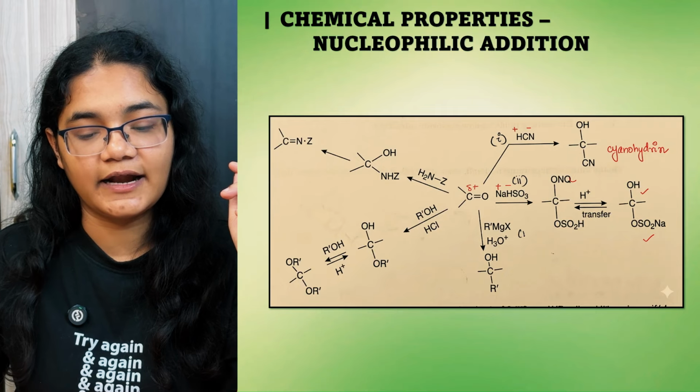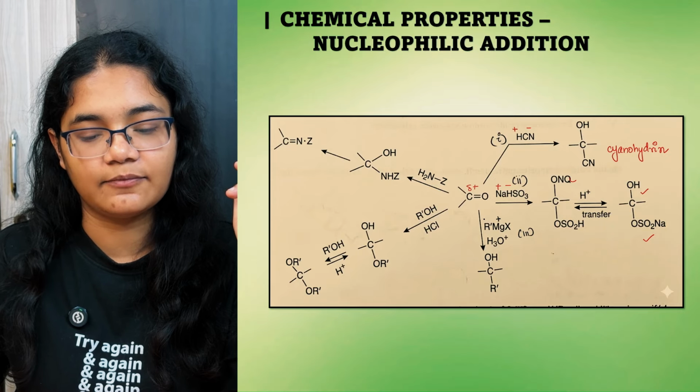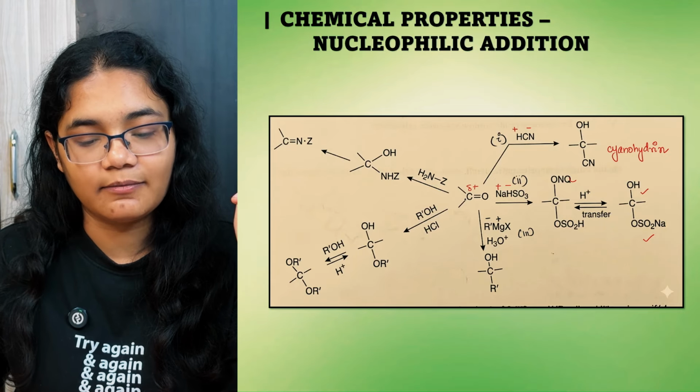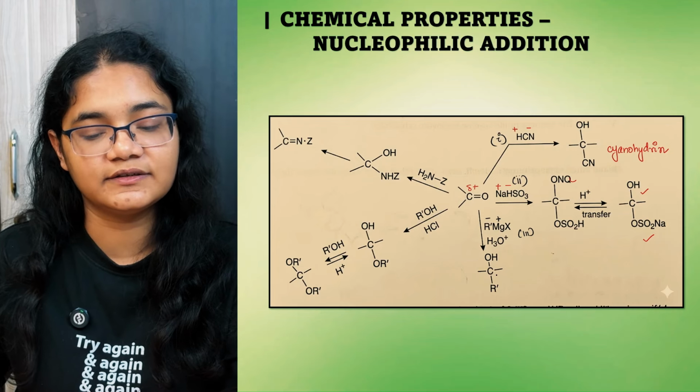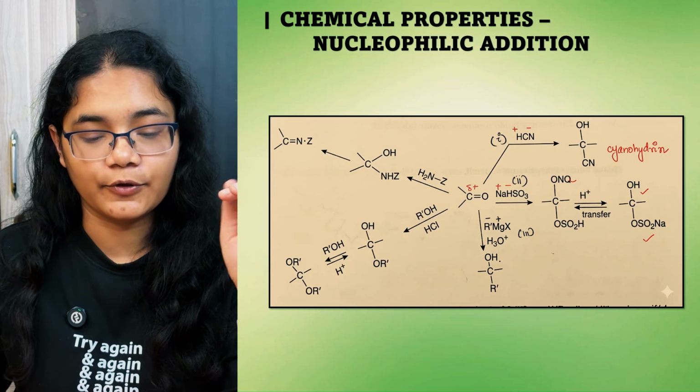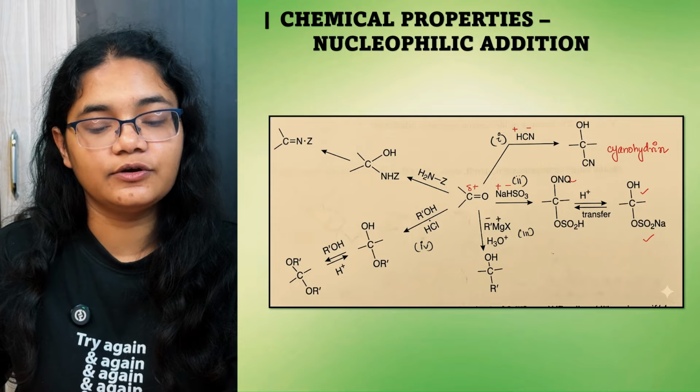Now the third one is the addition of Grignard reagent. Here you can see this is MgX plus, this is R minus. So R minus will attack on the carbon and MgX will attach to oxygen, and then on hydrolysis you will get your alcohol.